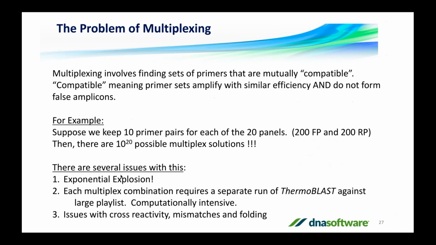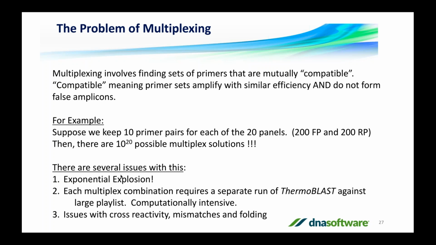All right, so let's think about the computational scale of multiplexing. How difficult is it, not only for humans to do in the laboratory, how difficult is it for a computer to do it? Well, multiplexing involves finding sets of primers that are mutually compatible. Compatible here means finding primer sets that amplify with similar efficiency and do not form false amplicons. So that is a really tough thing to achieve.